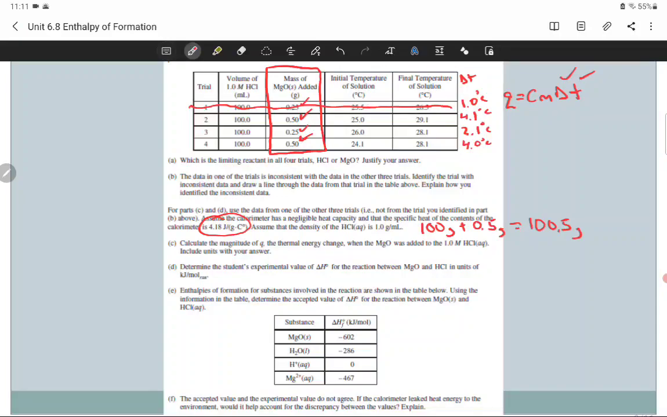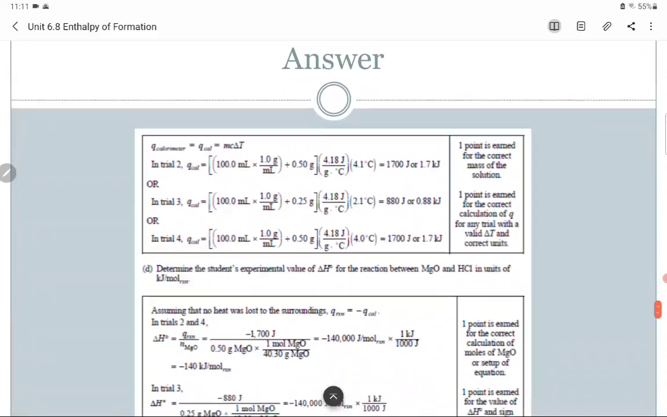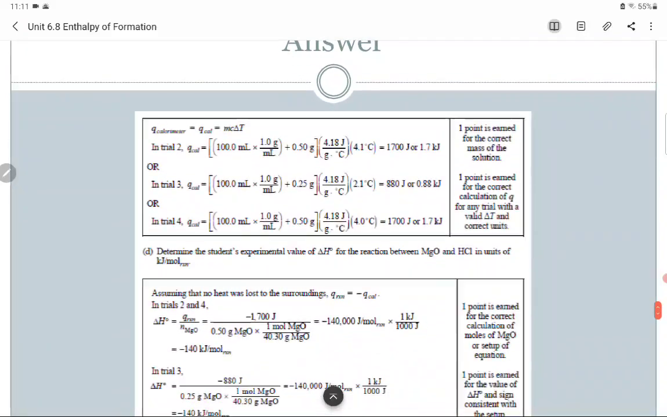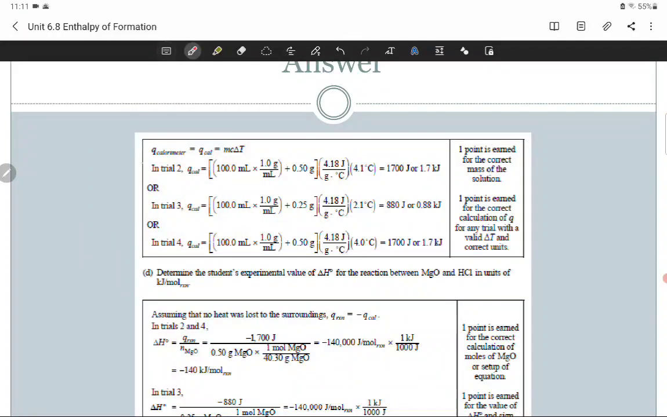And then the delta T is pretty well spelled out, 29.1 minus 25. So we can look at an answer here. Okay, so again, I said that you could have done any of these trials. I did trial 2.